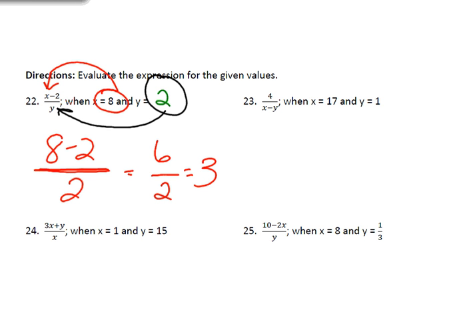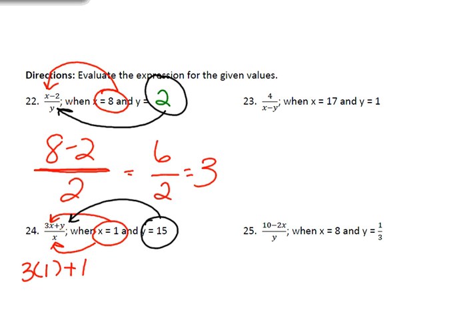Right, number 24. So same thing. I want you to plug 1 in for x. And notice that there are two places here. And it wants me to plug in 15 for y. So we start by plugging in our numbers. So 3 times 1 plus 15. I plugged in my x value and my y value, divided by 1.